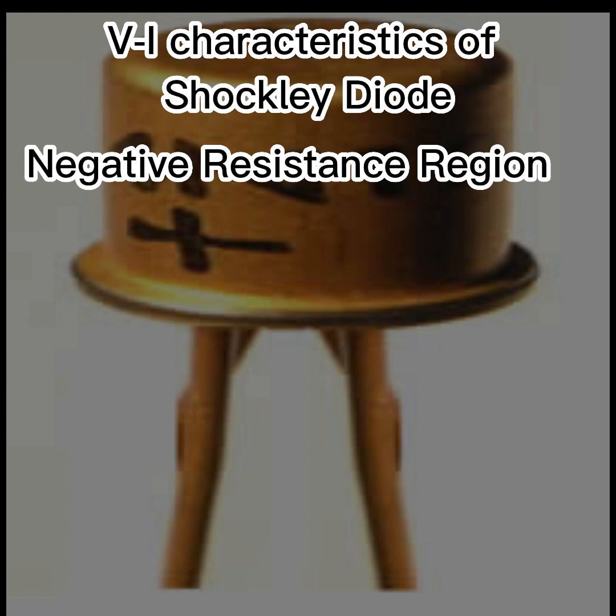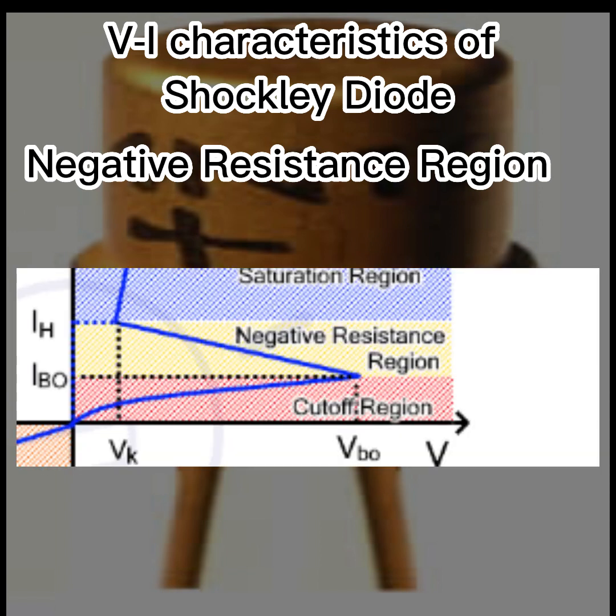Negative resistance region. When the voltage exceeds the breakover voltage VBO, the current starts to increase while the voltage across the diode decreases, showing negative resistance. Therefore, this region is known as the negative resistance region. The voltage decreases until the current reaches a limit called holding current IH. This voltage is called knee voltage VK. However, this state remains for a very short time and the diode quickly jumps into the next region.